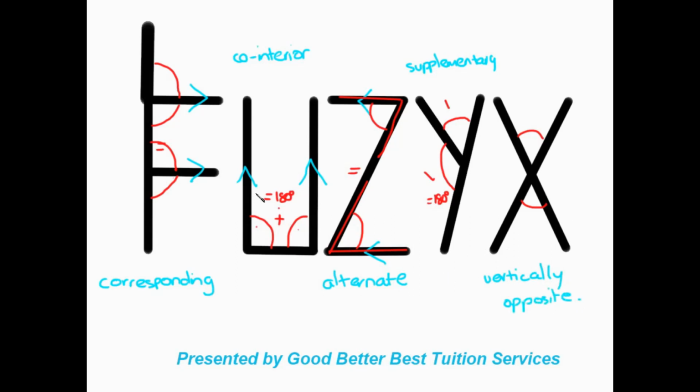It's very important to note also, it doesn't matter about the orientation of the F, the U, the Z, the Y, or the X. The F could be upside down, the U could be to the side, the Z could also be flipped 90 degrees. It doesn't matter, as long as we can find the shape, there is an answer there, okay?